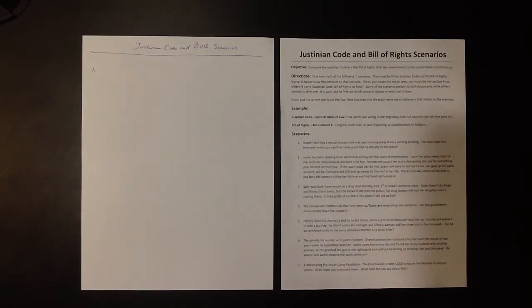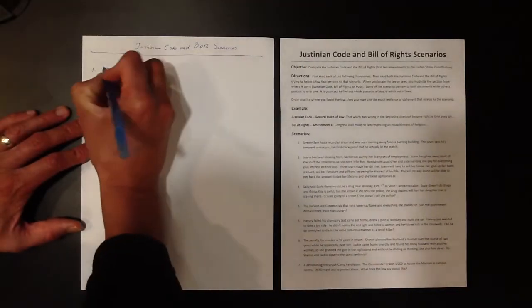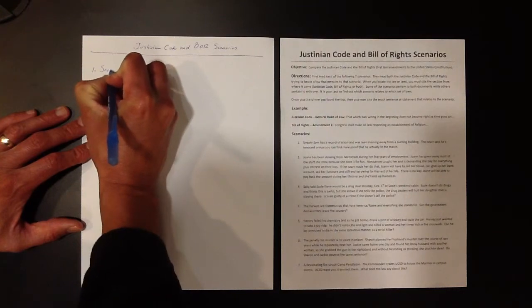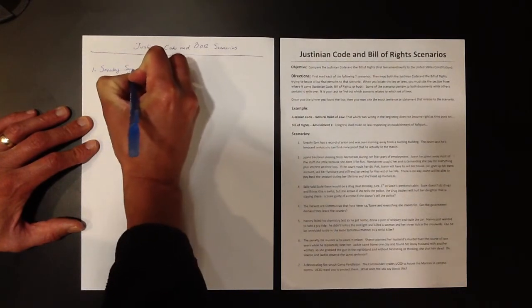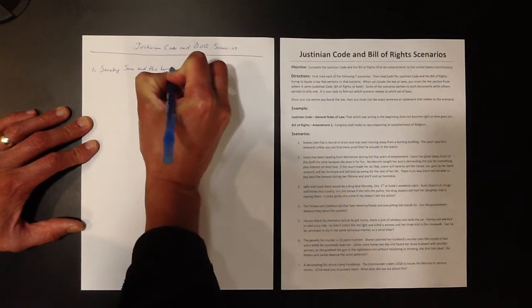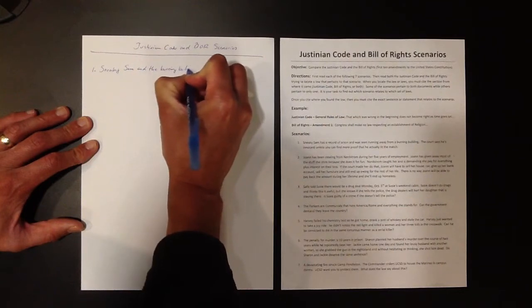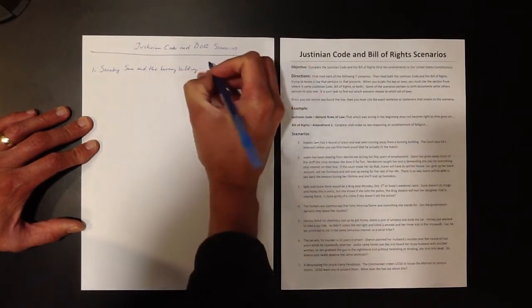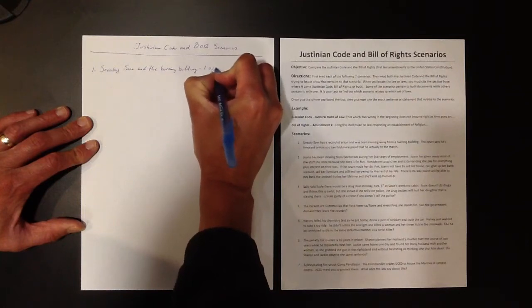So in this first case, we've got Sneaky Sam has a record of arson, which means lighting things on fire, and was seen running away from a burning building. The court says he's innocent unless you can find more proof that he actually lit the match. Okay, so now I'm going to determine, and I'm going to write down so we know what scenario it is: Sneaky Sam and the burning building. And so I know what the scenario is. And I agree that he's innocent.